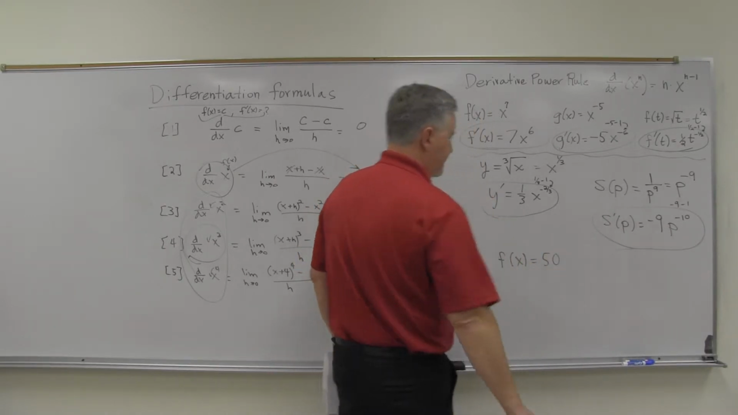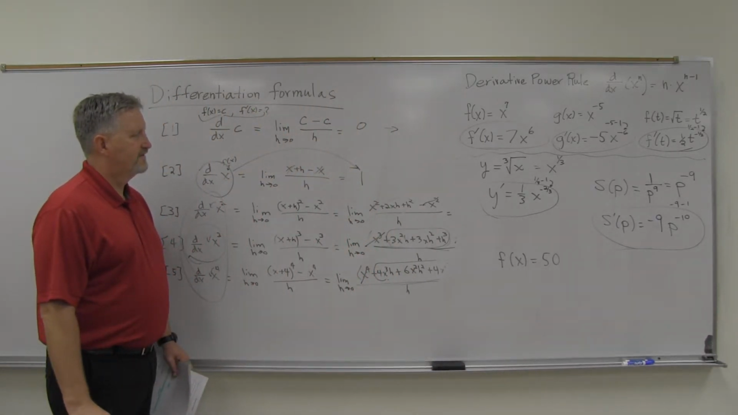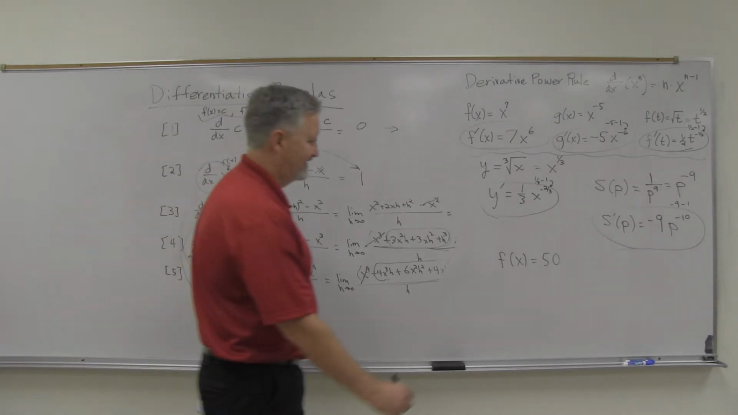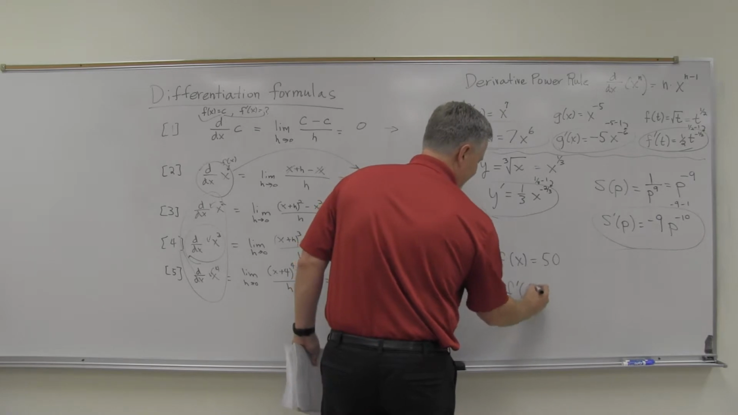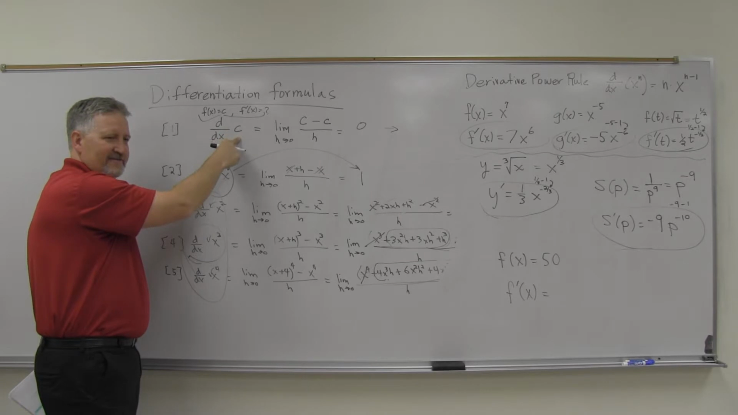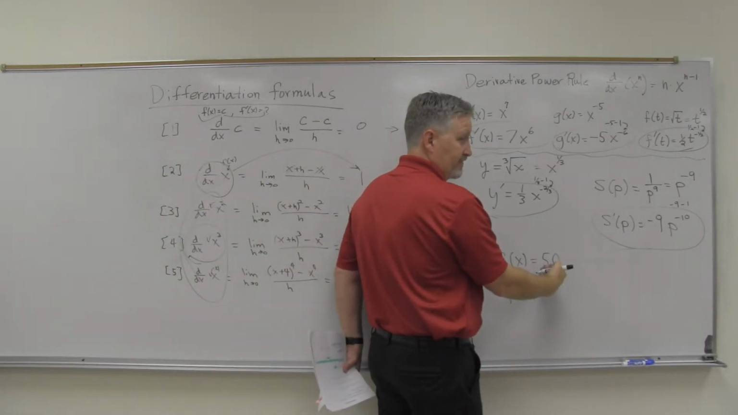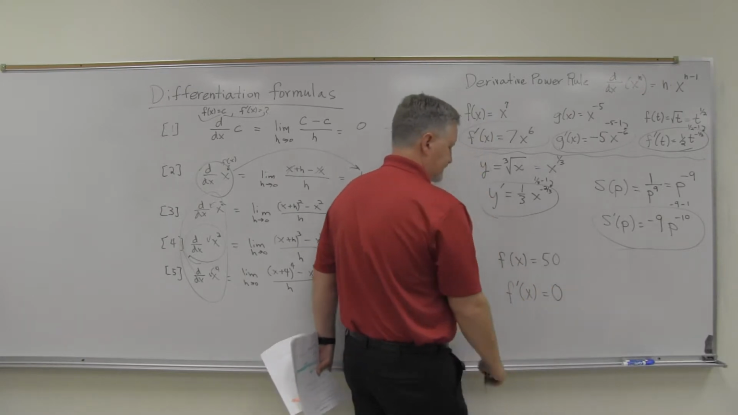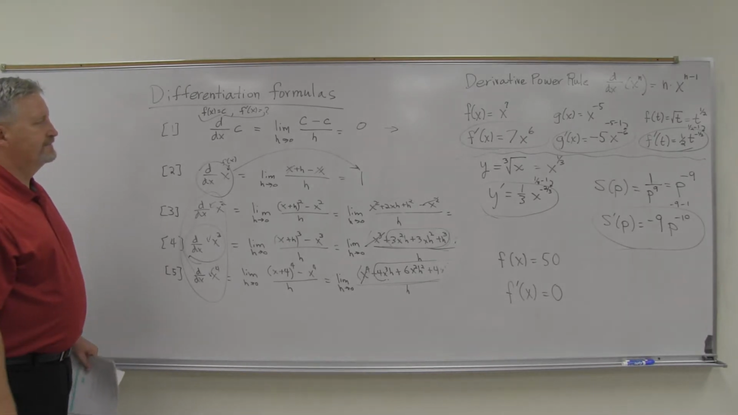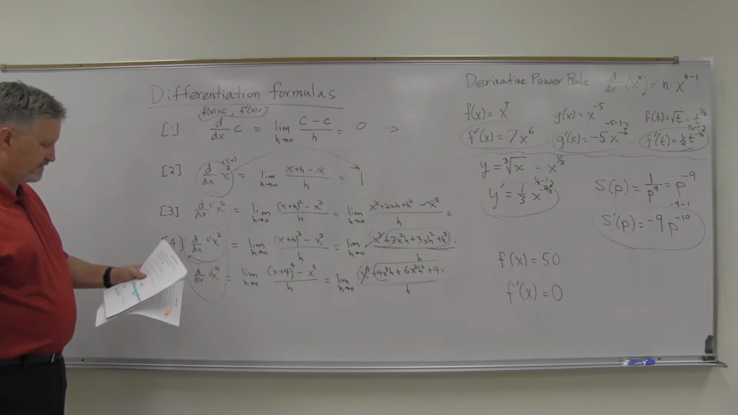Okay. F of x equals 50. Just bring this one up again. What do you got for the derivative there? Well, that's going back to the very top thing we talked about, right? The derivative of a constant is always 0. Yeah. If you don't have a variable, the derivative is 0. Okay. So those were the basics of what that gave me.